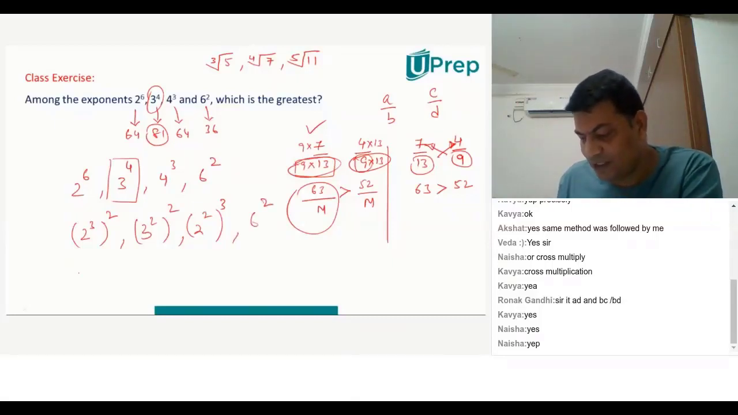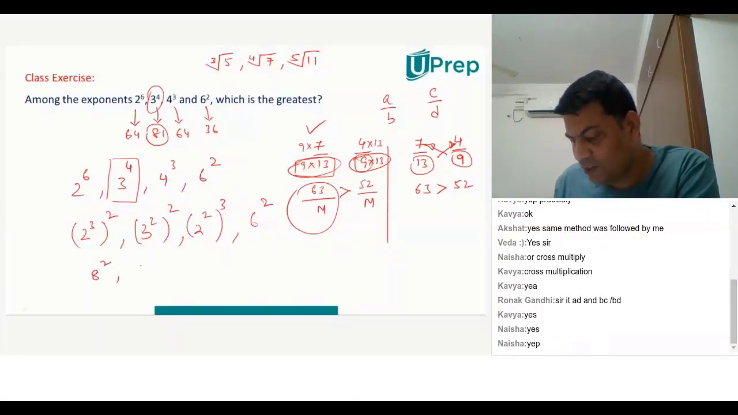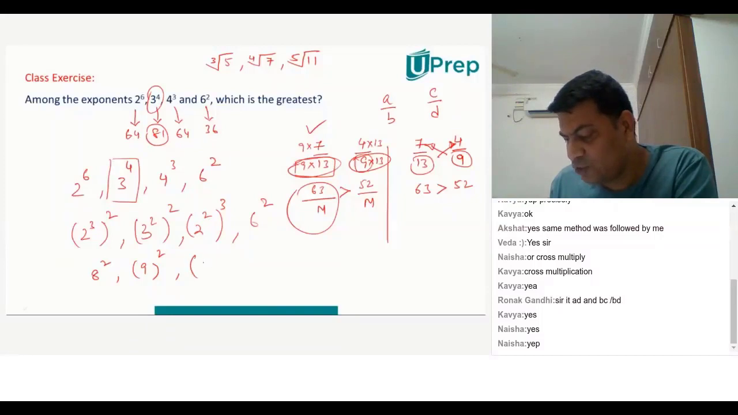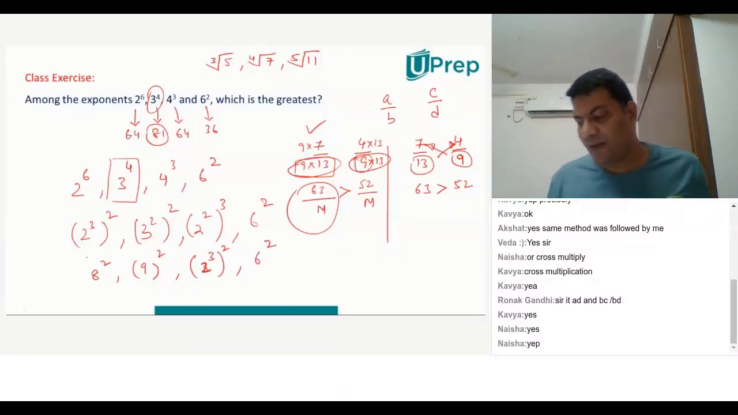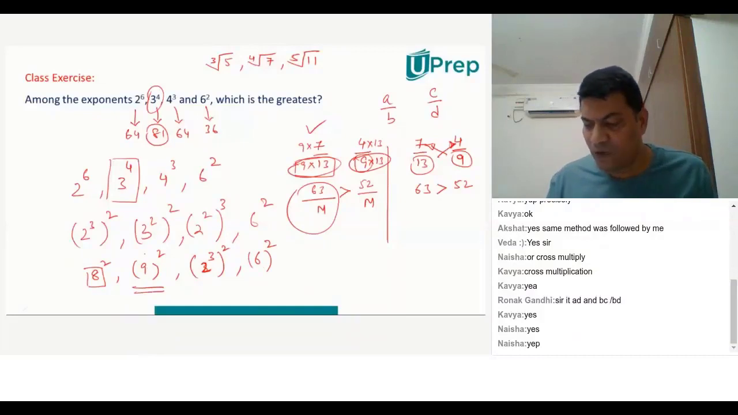Now, just observe this. 2 power 3 whole square, this is 8 square. 3 square whole square, 3 square is 9 whole square. Now this 2 square whole cube, I can interchange it and write it as 2 cube whole square. And 6 square, I'll keep it as 6 square only. So now every number is in the form of square. So now I just need to look at bases. This is 8, this is 9, this is 2 cube, which is 8, and this is 6. Now when I compare, this is greater, therefore this is greater.